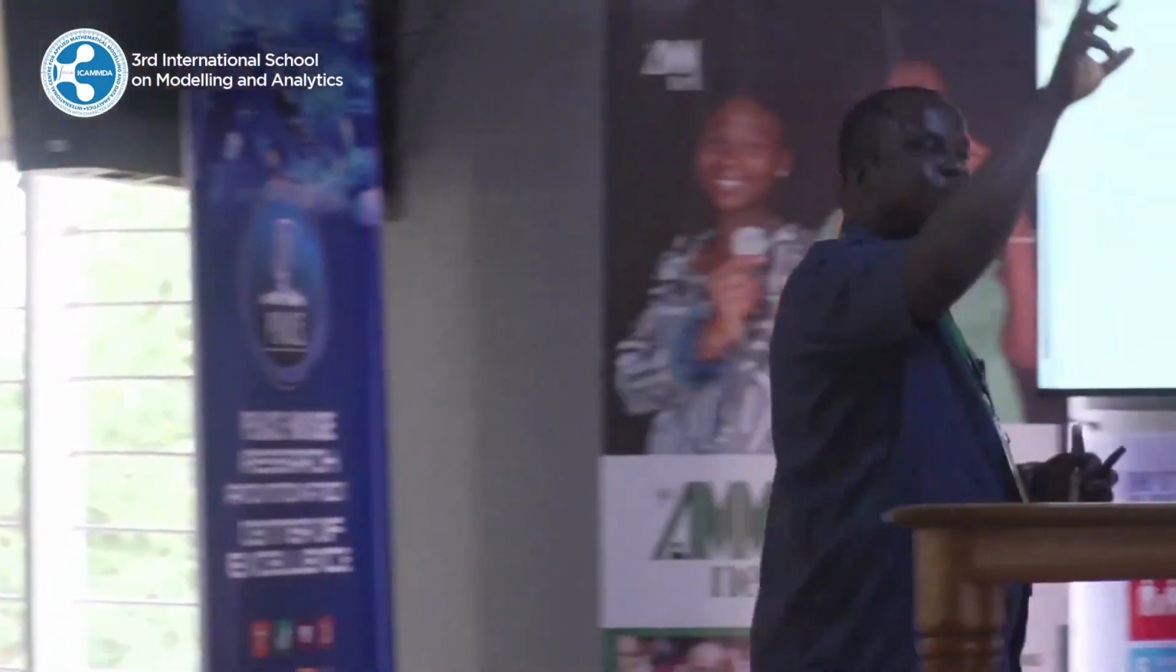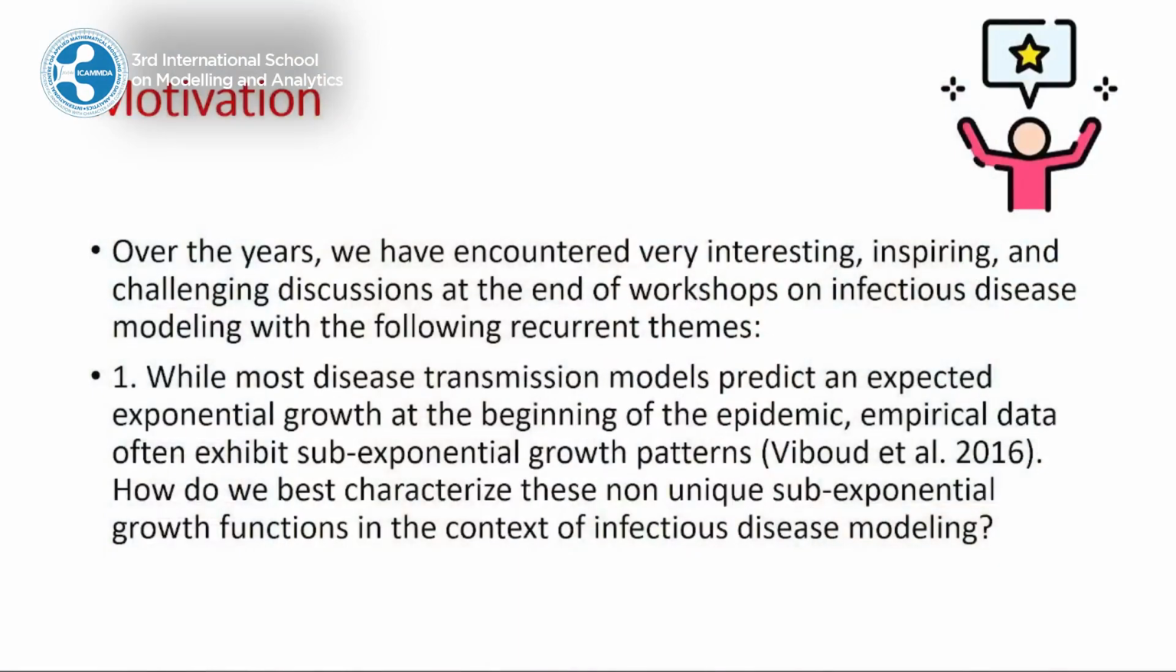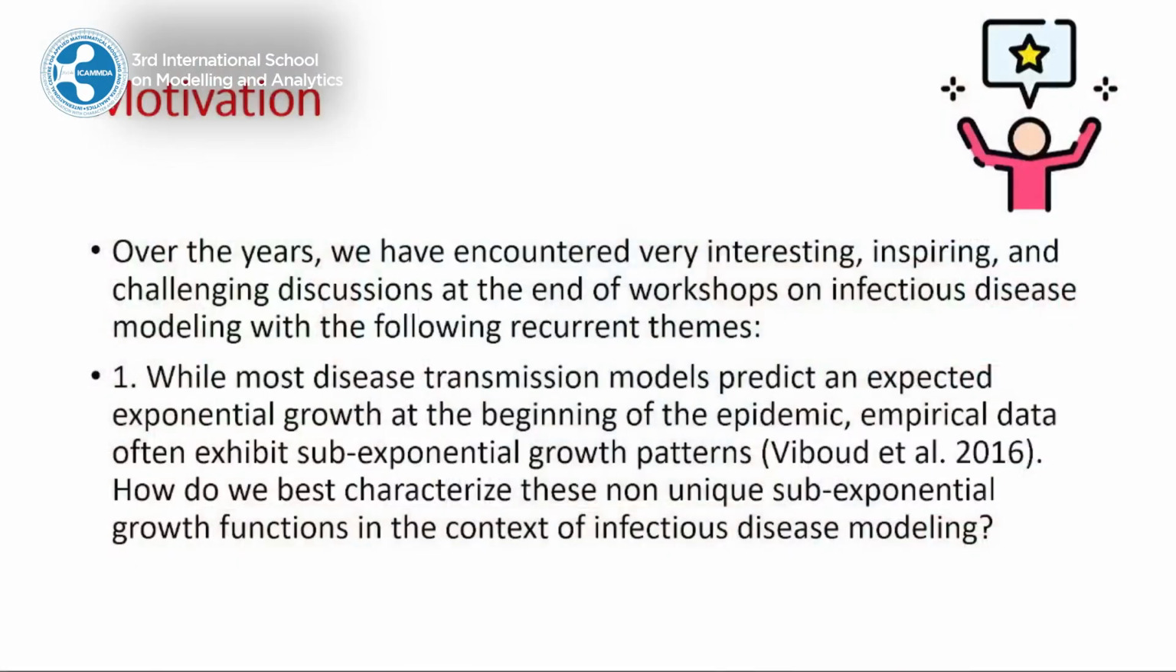That was why I drew the picture of Arnold yesterday, like a tree diagram. One person can at least infect two persons, and then the tree was growing exponentially. As people get into contact with infected persons, they are getting infected and entering the infectious class. Over time, the number of people that are infected is increasing. So what we are saying is exponential growth at the beginning of an epidemic, and empirical data often exhibits sub-exponential growth patterns.